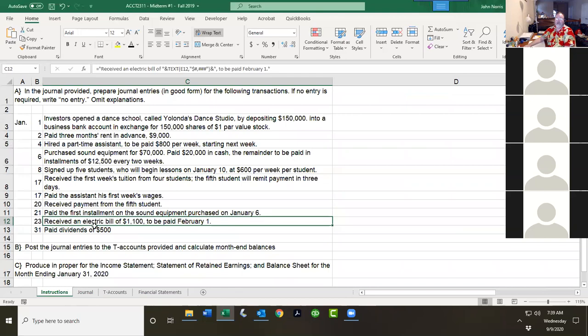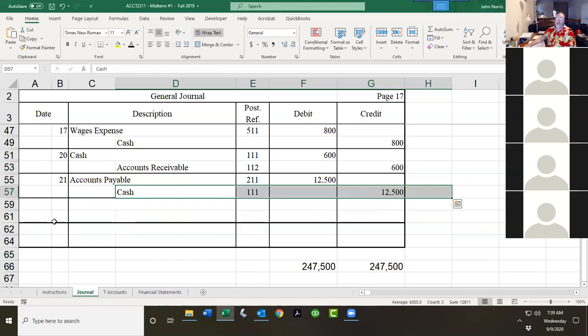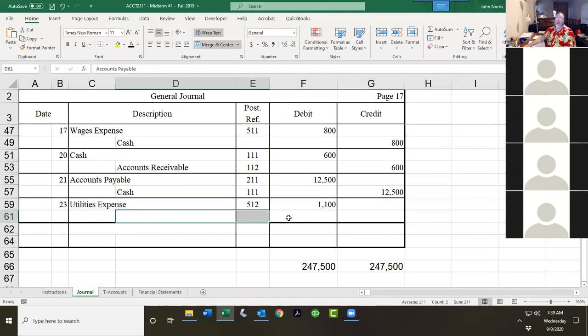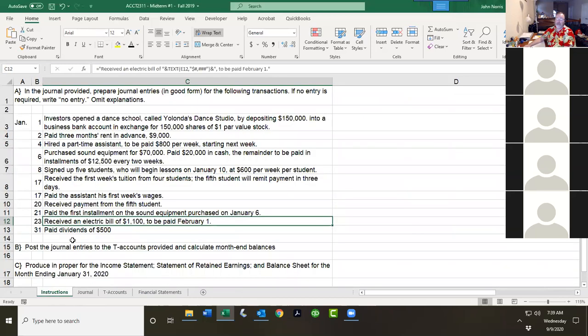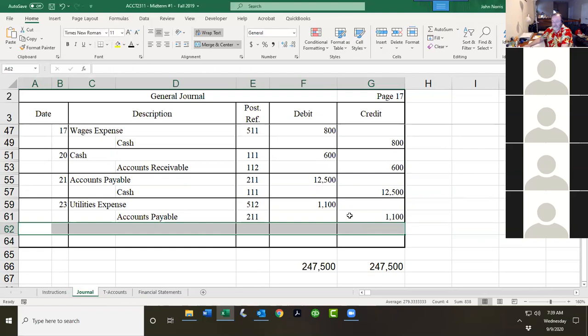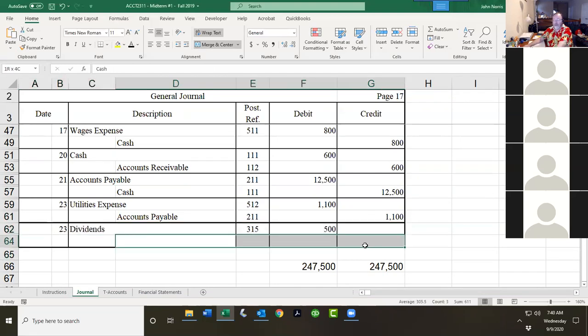Received an electric bill of $1,100 to be paid in February. So that is utilities expense. And we didn't pay it. We're not going to pay it until the beginning of next month. So this is accounts payable. And then lastly, we paid dividends of $500. So dividends is our debit, and it says we paid it. So the credit is to cash.